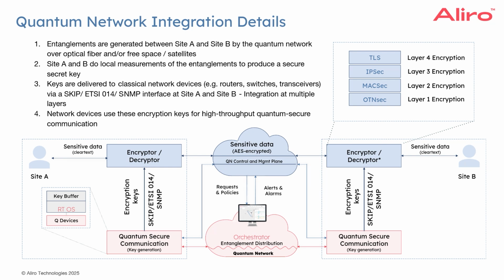We show at the top right, you can use MACsec if that's what you're using today. You can use IPsec. You can use TLS at layer 4. You can use layer 1 encryption. It's just that now your keys are generated. They're not exchanged. They're generated identically using an unhackable method.